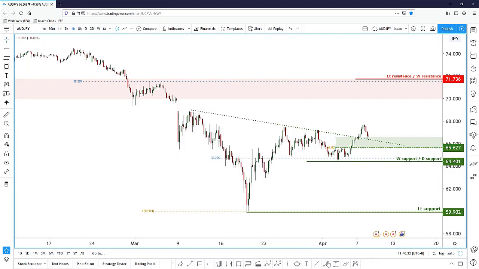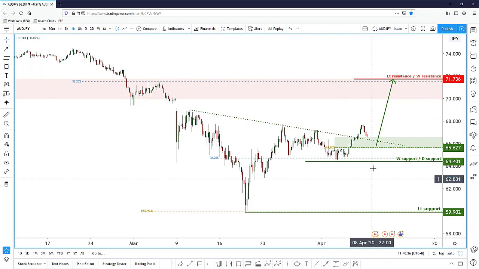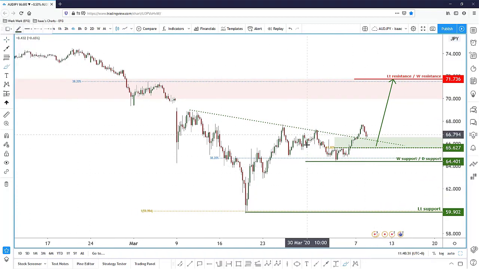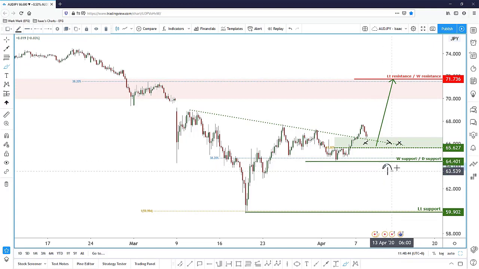Okay, anywhere from here, it will be bullish for me, right? So I will enter. Just change the color. I will enter anywhere in this zone, right? I will buy and I will have my take profit long-term resistance over here. Okay. This will be my pivot. This will be my pivot level, the weekly support, daily support.